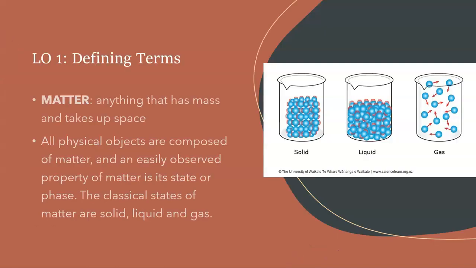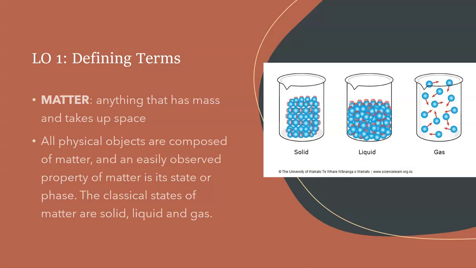So we'll talk about some terms here. We'll define them very basically. And there's a whole list of terms in the learning objectives, and we'll go through all of them today. So the first one is matter. Matter can be defined as anything that has a mass and takes up space, okay? Pretty basic. All physical objects are going to be composed of what we call matter.